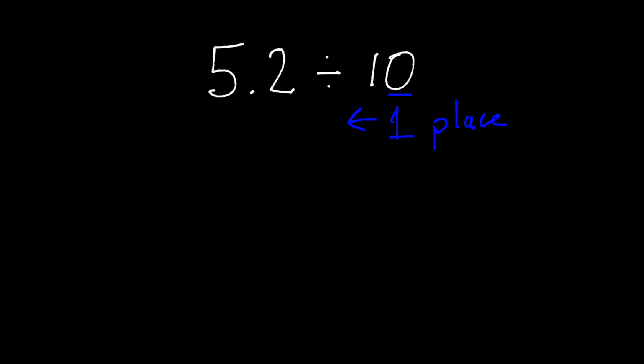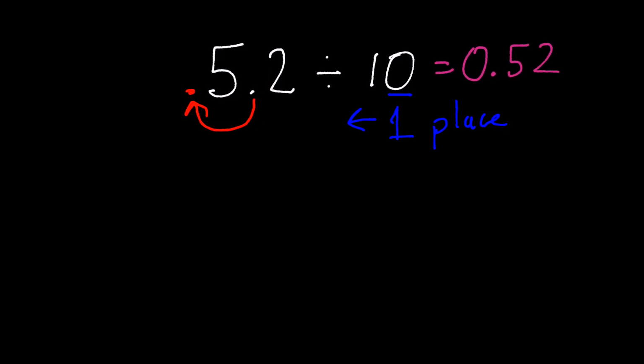So here's our decimal point. If I move it one place to the left, it's going to go right in front of the 5. So that makes our answer 0 and 52 hundredths. And there we have it. That's really all there is to it when we are dividing decimals by a power of 10. Figure out how many zeros you have, and then move the decimal that many places to the left.